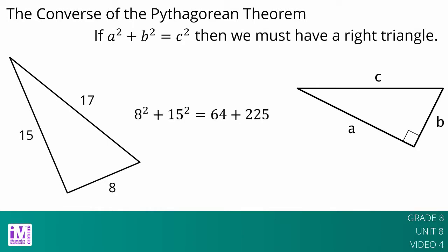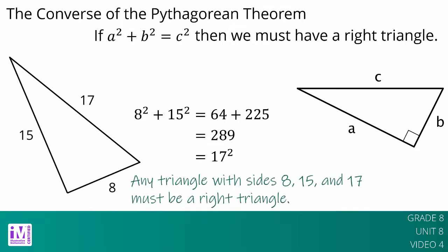Since 8 squared plus 15 squared equals 64 plus 225, which is the same as 289 or 17 squared, any triangle with side lengths 8, 15, and 17 must be a right triangle.